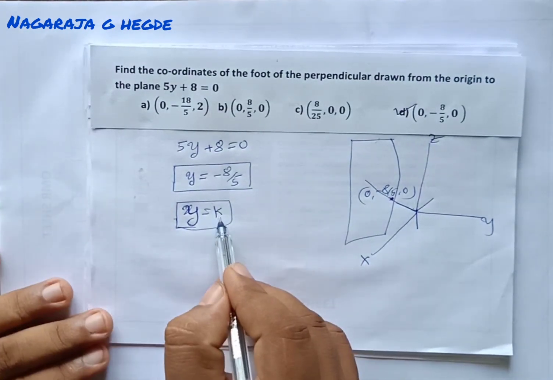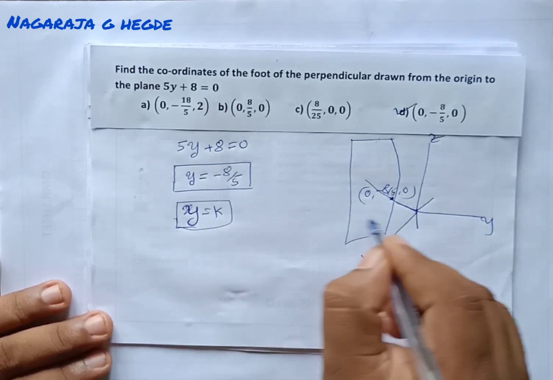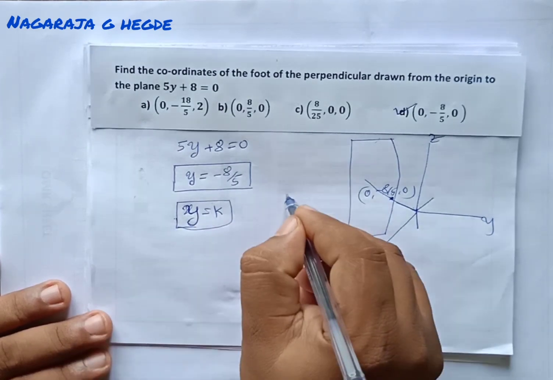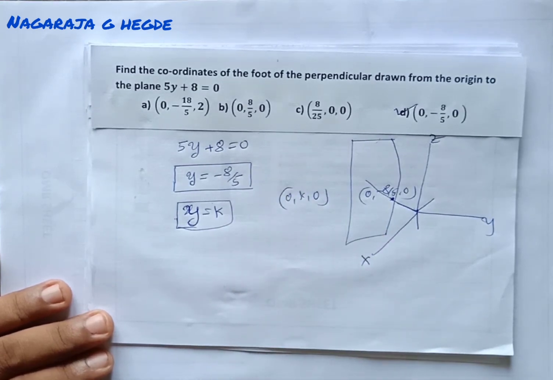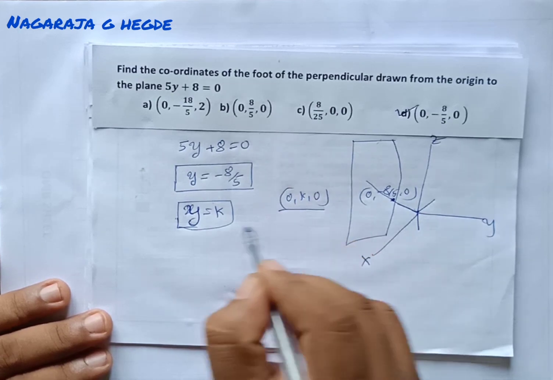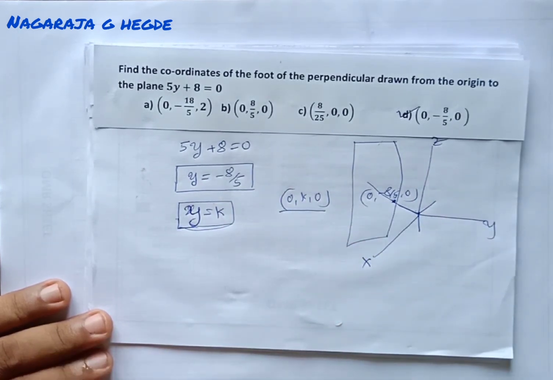Remember, this k represents the distance from the xz plane to this point (0, k, 0) on the y axis. This represents a point on the y axis. Try to understand, this plane passes through this point and is parallel to the xz plane. Remember that.